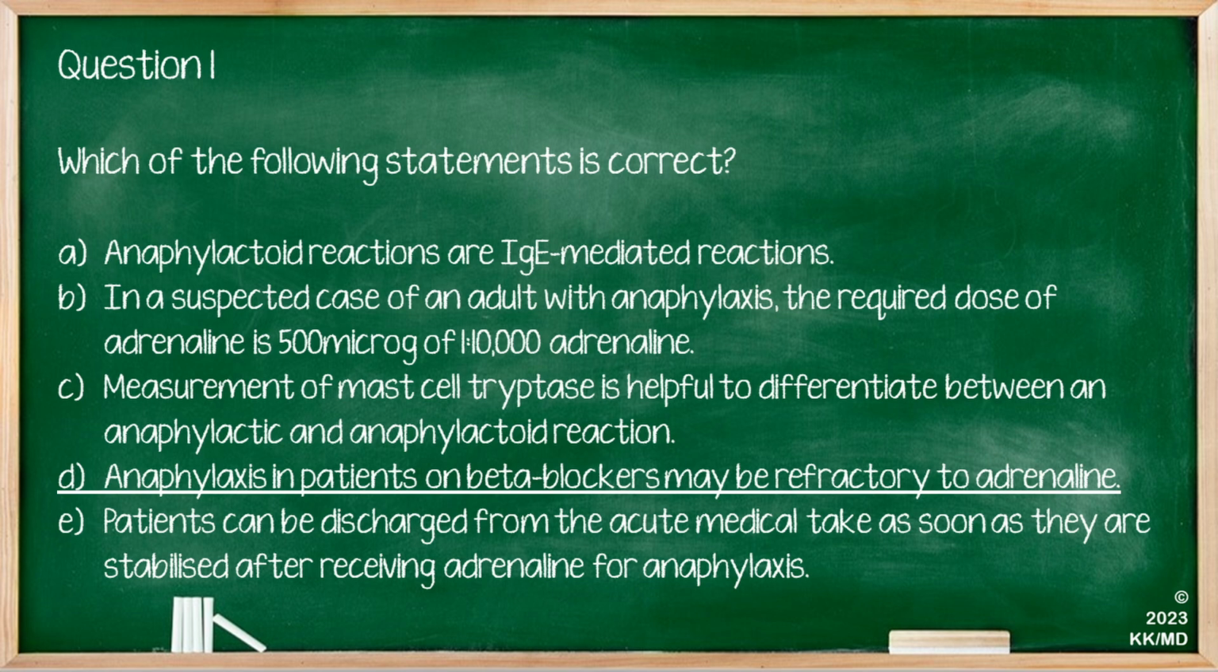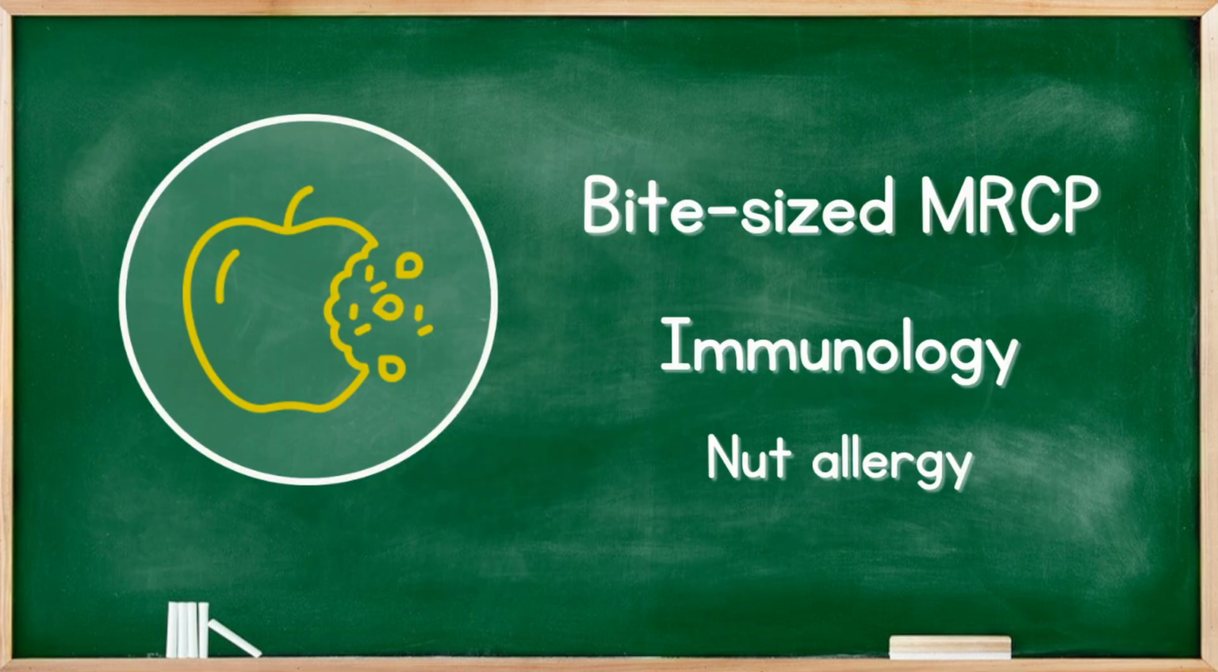And that is true that if the patient has been on large doses of beta blocker for long term, they may be refractory to adrenaline. And in those circumstances, it's really important to inform your intensive care colleagues or critical care colleagues for consideration of the patient for level 2 or level 3 care.